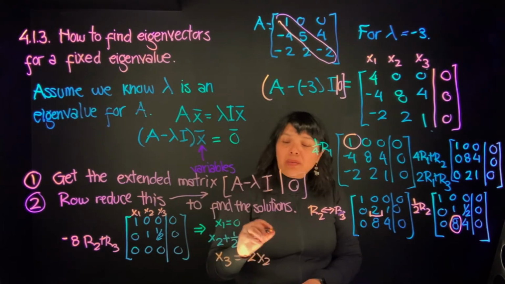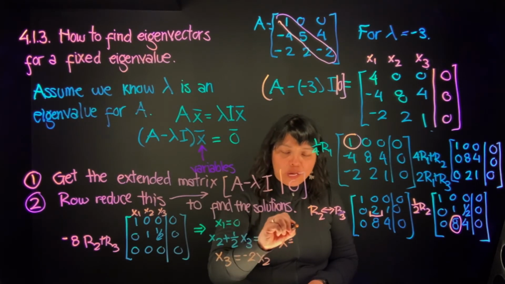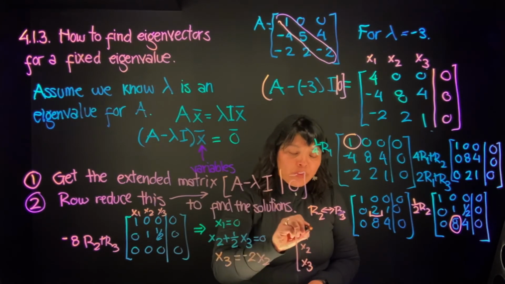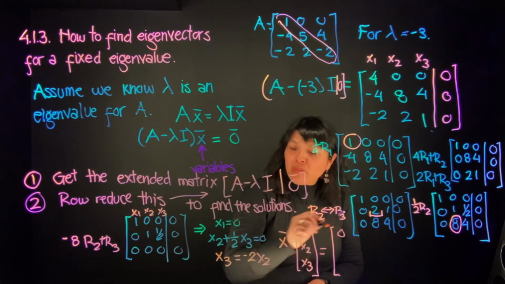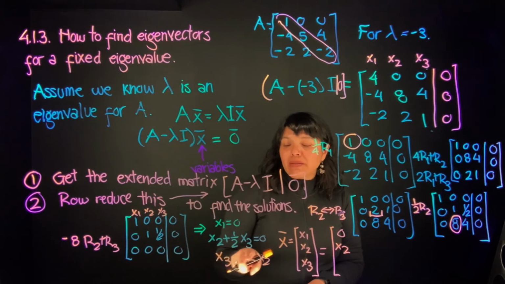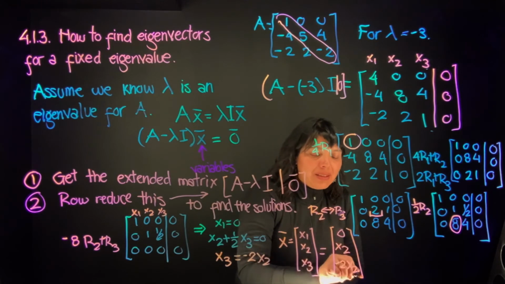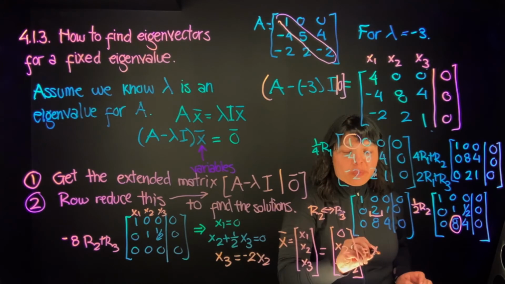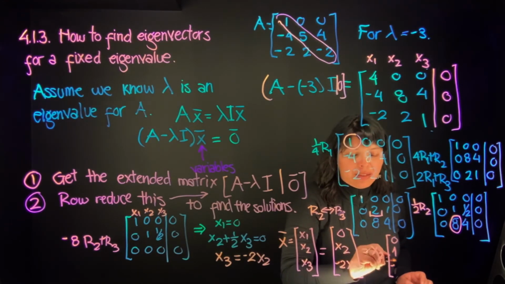Okay, so what do I have as my solutions? My solutions for x, that is going to be some entries x1, x2, and x3, are going to be: x1 is 0, x2 is equal to x2, and given this last one, x3 equals negative 2x2. And once I have this, I can just factor out that x2. So x2 is multiplying the vector 0, 1, and negative 2.